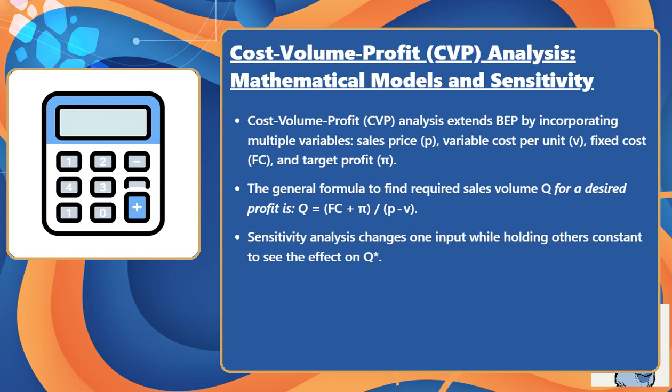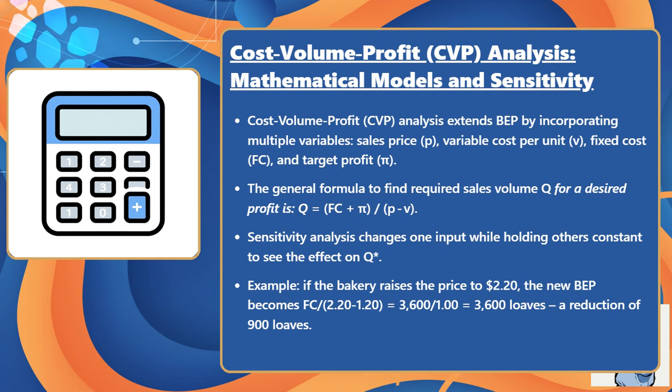Sensitivity analysis changes one input while holding others constant to see the effect on Q star. Example: if the bakery raises the price to $2.20, the new break-even point becomes FC divided by (2.20 minus 1.20) equals 3,600 divided by 1.00 equals 3,600 loaves, a reduction of 900 loaves.